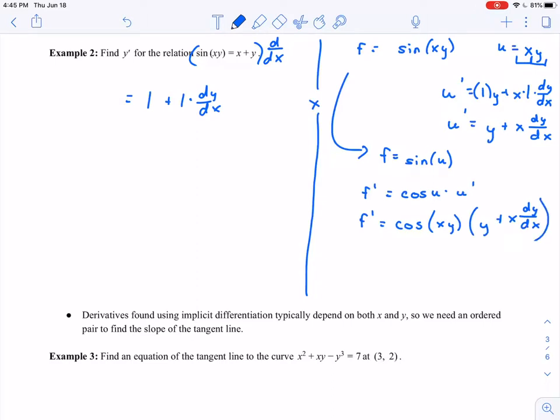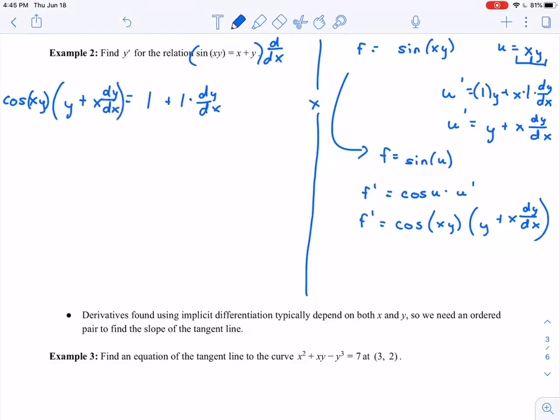So that was all just to find the derivative of this guy right here, sine of x times y. So when I go to talk about the derivative of this side, I can just go ahead and plug in the expression that I found over here. Cosine of xy times the quantity y plus x dy over dx. So the derivative of that left-hand side is cosine of xy times y plus x dy over dx.